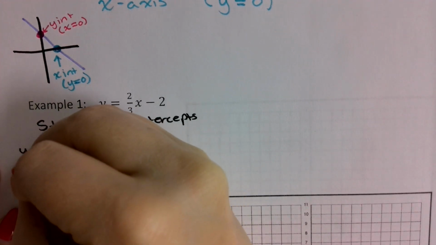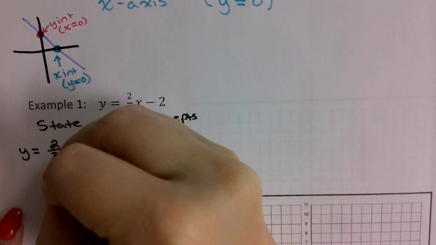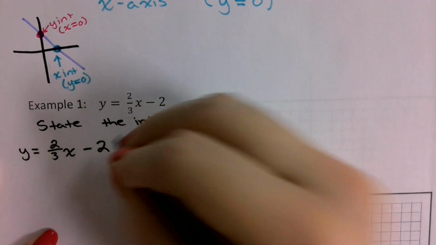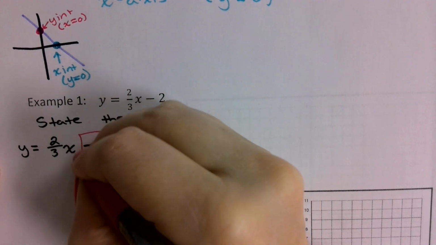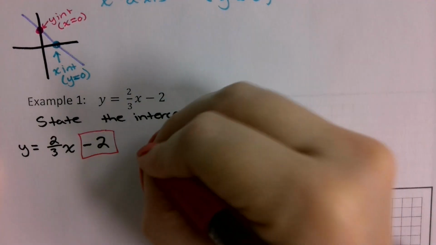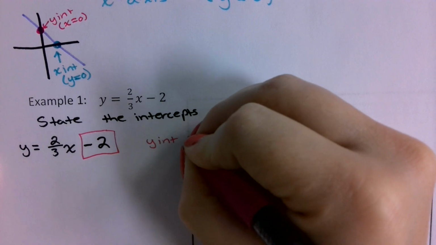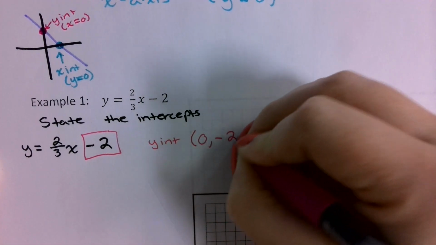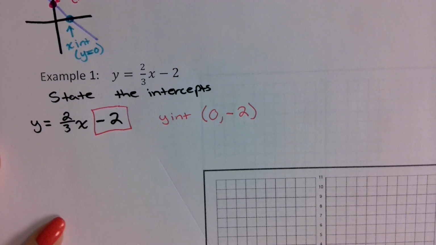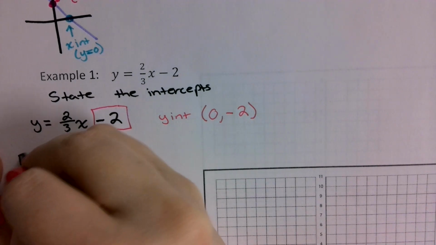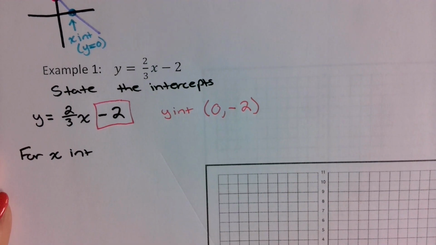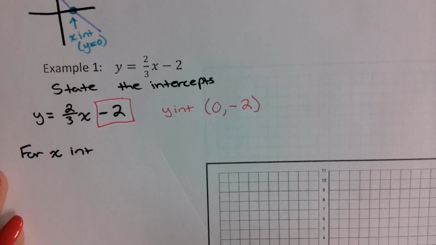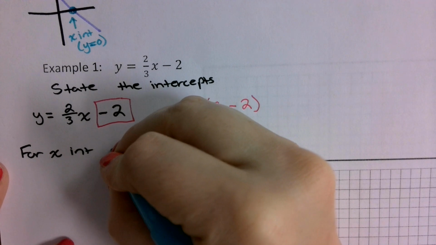Now, it's really easy in this form to state your y-intercept because remember, it's in slope-intercept form. Your y-intercept is already listed right here. Your y-intercept in this case is at 0, -2. Now, when you want to identify your x-intercept, you're going to have to change the y value to what? To 0. If we want the x-intercept, we're going to plug in 0 for your y value.